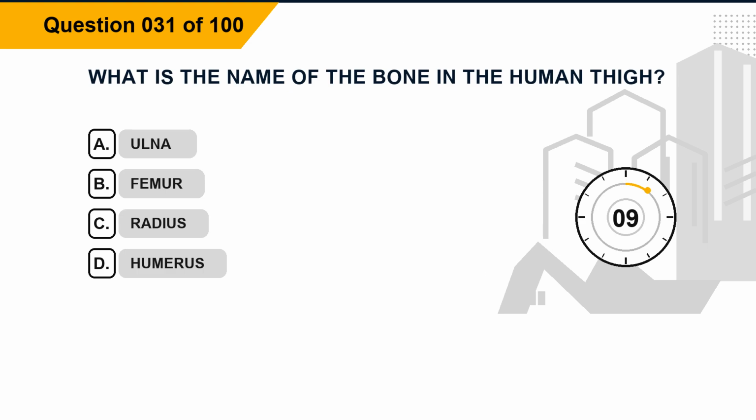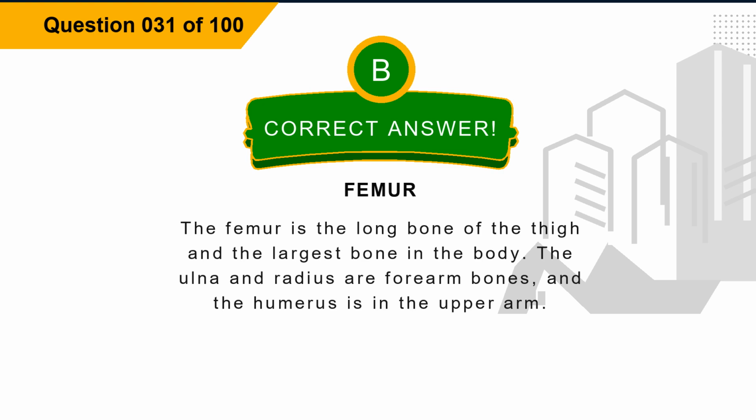Question 31. What is the name of the bone in the human thigh? Option A, ulna. Option B, femur. Option C, radius. Option D, humerus. The correct answer is option B, femur. Explanation. The femur is the long bone of the thigh and the largest bone in the body. The ulna and radius are forearm bones, and the humerus is in the upper arm.